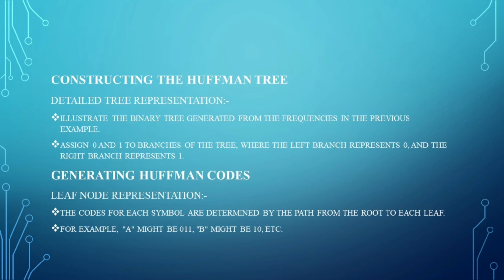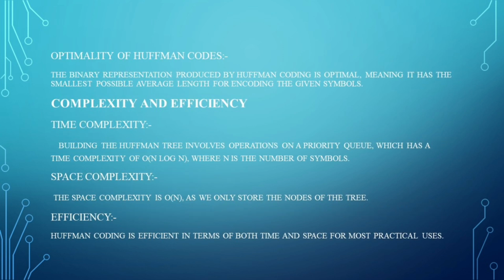Constructing the Huffman tree. Detailed tree representation. Illustrate the binary tree generated from the frequencies in the previous example. Assign 0 and 1 to branches of the tree, where the left branch represents 0 and the right branch represents 1. Generating Huffman codes. Leaf node representation. The codes for each symbol are determined by the path from the root to each leaf. For example, A might be 011, B might be 10, etc. Optimality of Huffman codes. The binary representation produced by Huffman coding is optimal, meaning it has the smallest possible average length for encoding the given symbols.